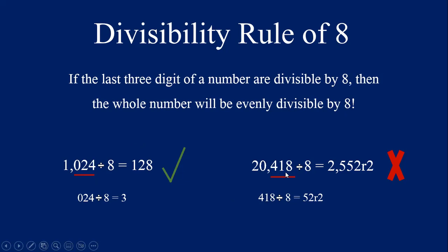Let's look at this one, 20,418. For this rule, we have to look at the last three numbers, which are 418. Is 418 evenly divisible by 8? Well, I don't know. I might have to work this one out. If I solve it, I get the answer of 52 remainder 2. This tells us that 418 is not evenly divisible by 8. So now we know this whole number, 20,418, is not evenly divisible by 8. We would get a remainder.